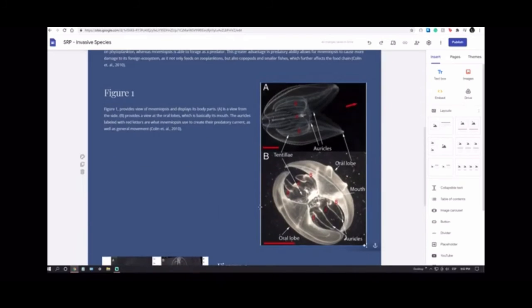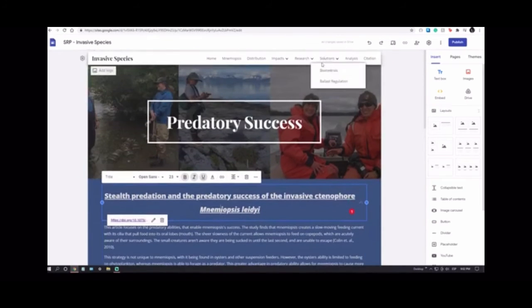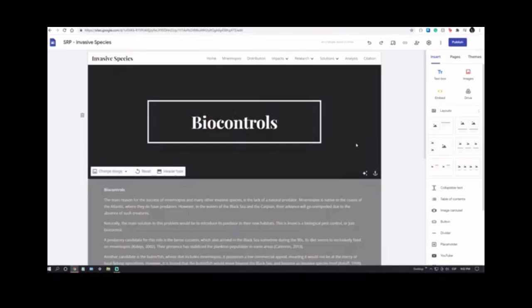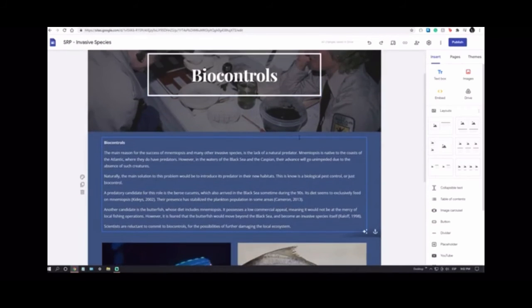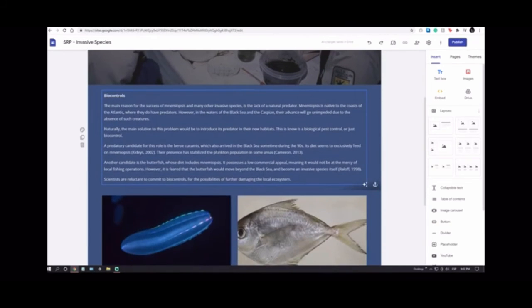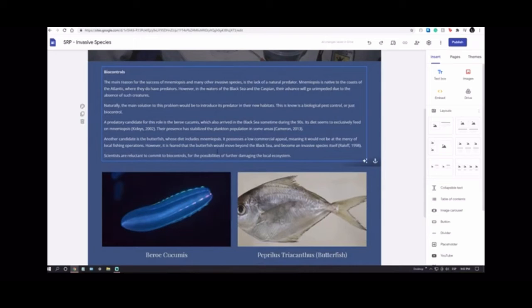Now let's go to the next page, which focuses on the possible solutions that could mitigate Mnemiopsis' invasive effects. So here we have two subpages. First one are biocontrols, which is the first suggestion. And the main reason that Mnemiopsis has gone very successfully in these foreign environments is because they lack a natural predator. So naturally, the solution would just be to introduce a natural predator. This is what we call a biological pest control, or just a biocontrol.